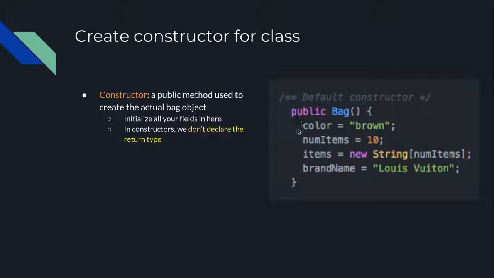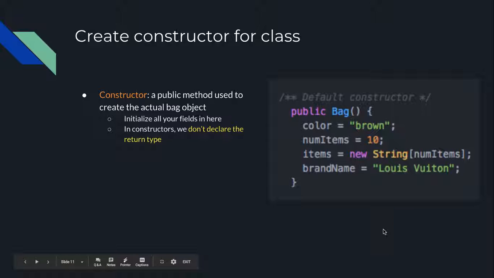So here inside I have the color, I'm just going to set it to brown by default. And the number of items it can hold is 10. And what I do is, this is just like creating an empty list. You don't really have to understand the syntax. And then I just wanted to set the default brand name to be Louis Vuitton.